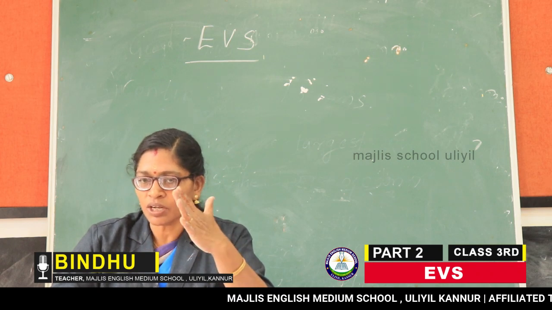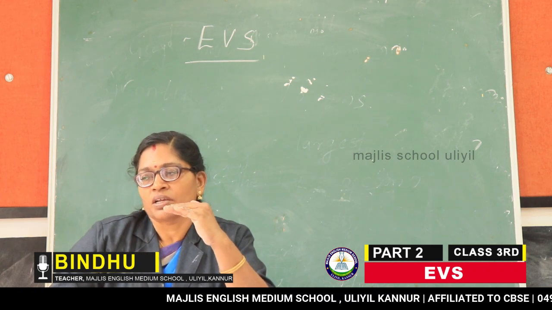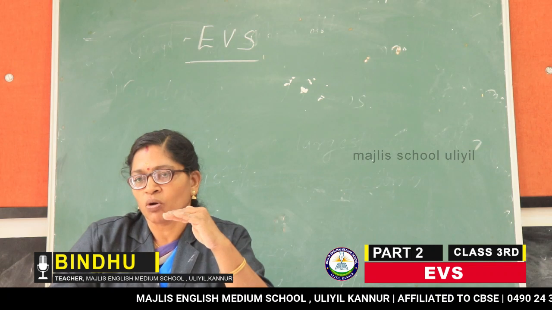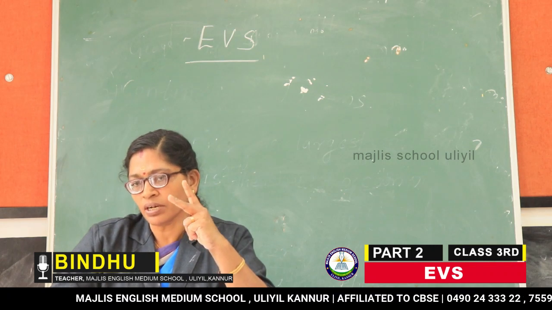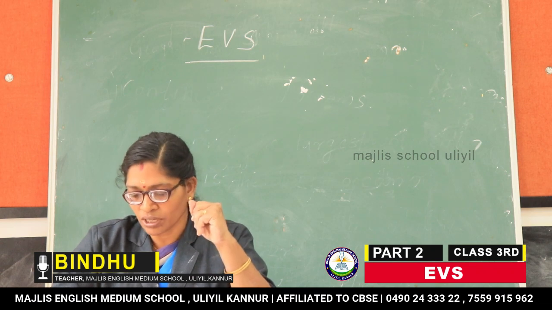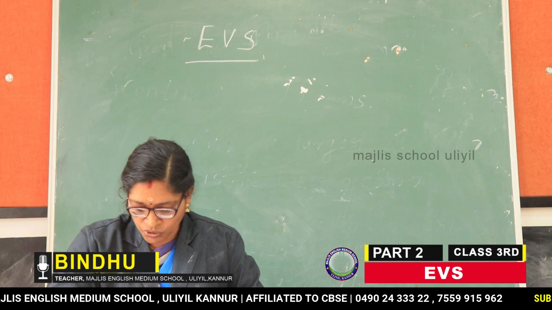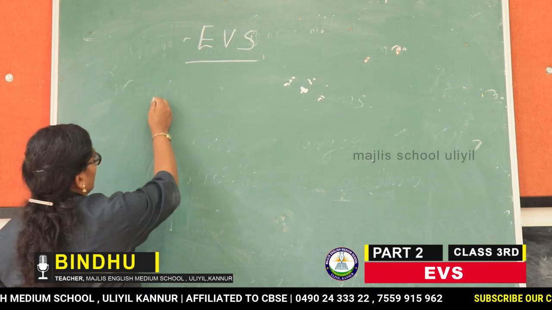That is an atmosphere. And what makes life possible on earth? Air, water, heat and light. Okay, now today we study the shape of the earth.